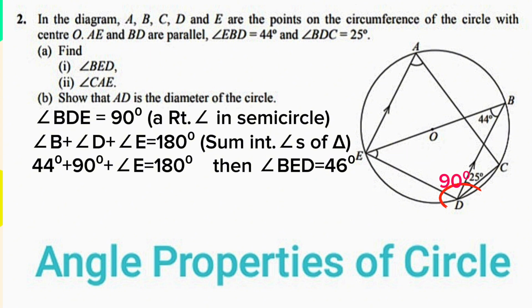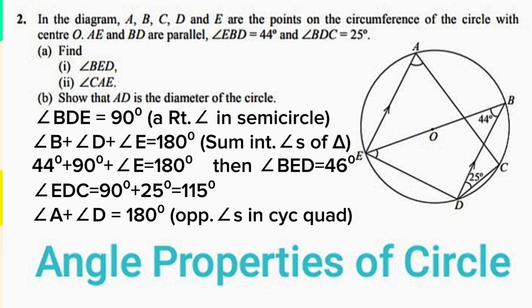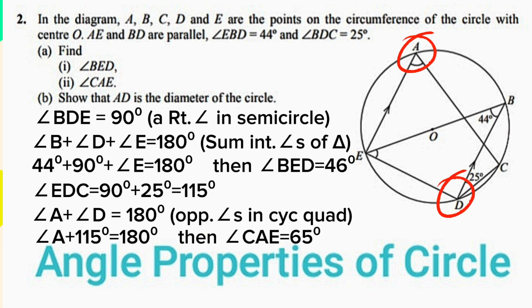The whole angle D, EDC, equals 90 degrees plus 25 degrees equals 115 degrees. Then we also have a cyclic quadrilateral ACDE. The opposite angles in a cyclic quadrilateral add up to 180 degrees. So angle A plus angle D equals 180 degrees. Angle A plus 115 degrees equals 180 degrees. Then angle CAE is equal to 65 degrees.